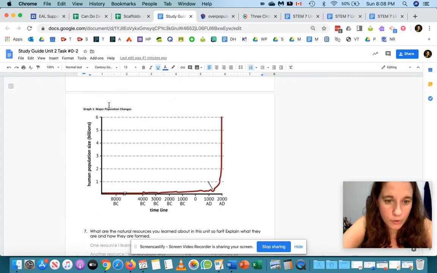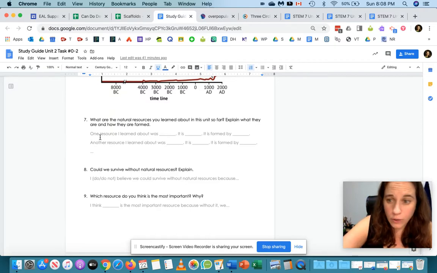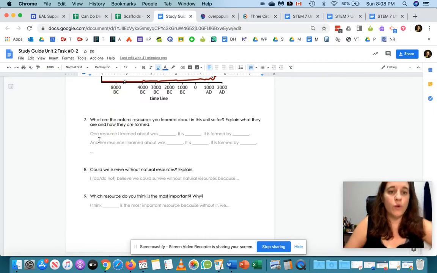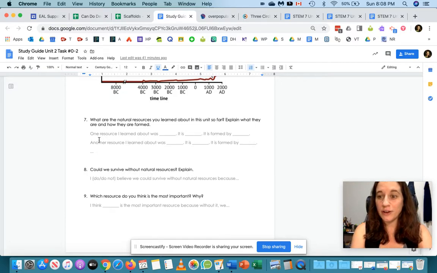Another example using more like frames, like in question 7 here. So what are the natural resources you learned about in this unit so far? Explain what they are and how they are formed. Now, when we give this question to students, often they are going to talk about one resource and move on, and they may say very little about it. So when you provide the frames, you're encouraging them to be more thorough.